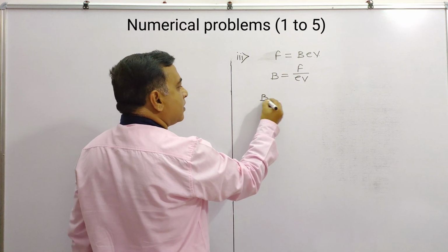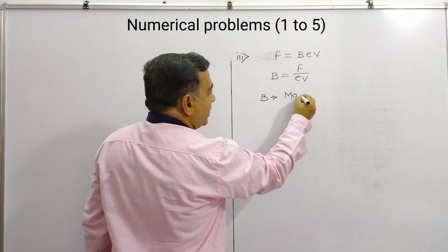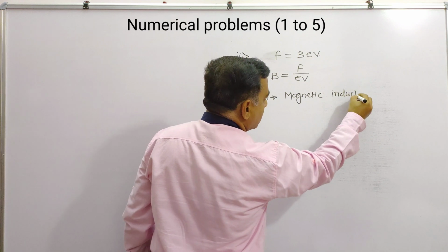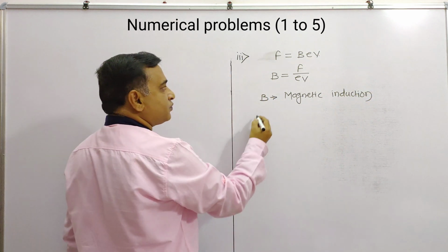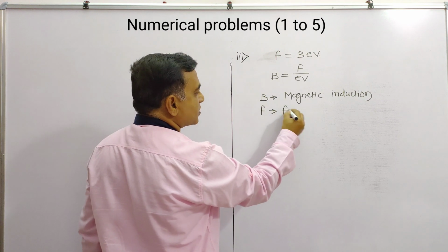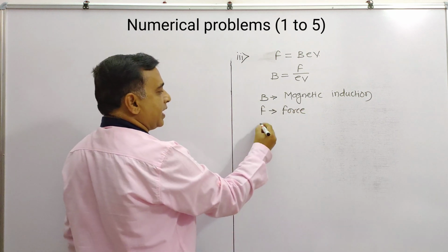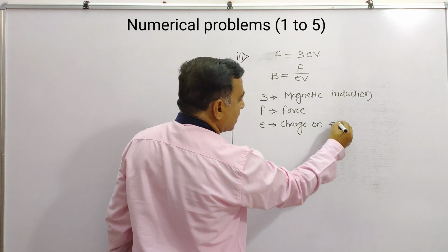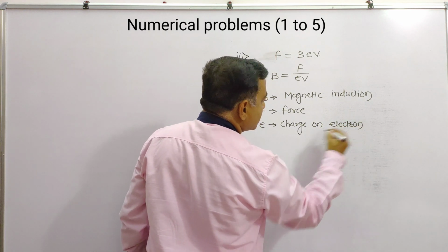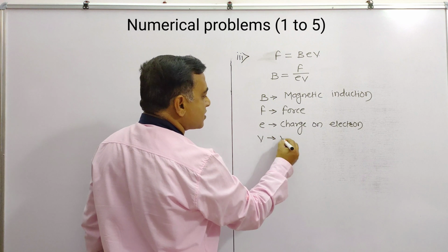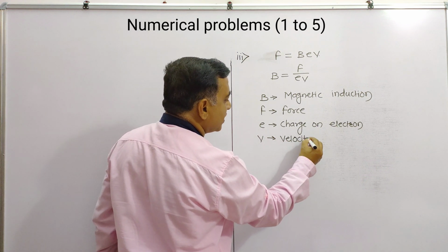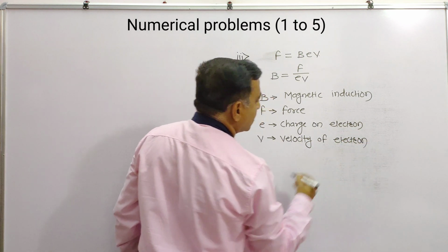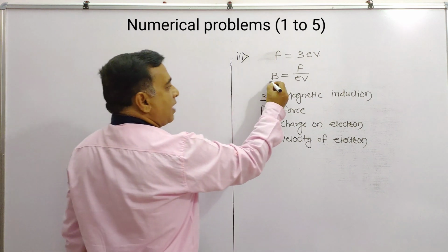What about the B? B, magnetic induction. F, force. E, charge on the electron. V, velocity of electron. So accordingly, I am going to give the dimension for the B.